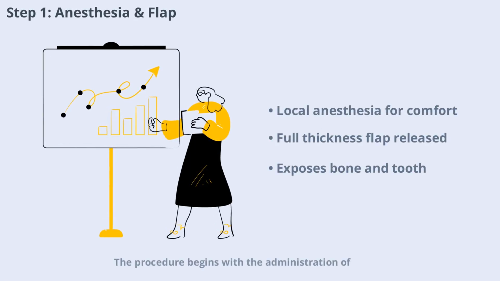The procedure begins with the administration of appropriate local anesthesia to ensure patient comfort. Once numb, a full-thickness mucoperiosteal flap is carefully released to expose the underlying bone and tooth structure. This step is crucial for gaining access to the surgical site and allows for precise manipulation during the following stages. Proper flap design and handling help minimize trauma and promote optimal healing after the procedure.